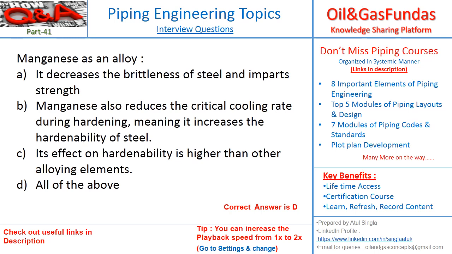Manganese also reduces the critical cooling rate. It reduces the rate of cooling when we are doing the heat treatment. That means the hardenability of steel improves. So that way it helps in improving the hardenability by reducing the cooling rate. Its effect on hardenability is higher than any other alloying element. Yes, this is also true. There are many other elements which can be mixed in steel so that the hardenability can be improved, but the impact of manganese is higher as compared to any other alloying element. So all of the four statements are correct.